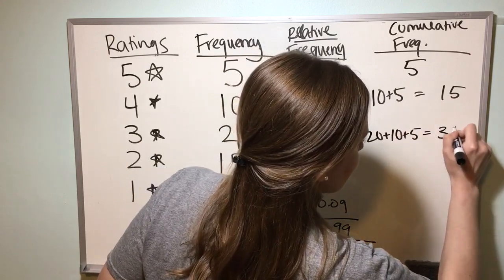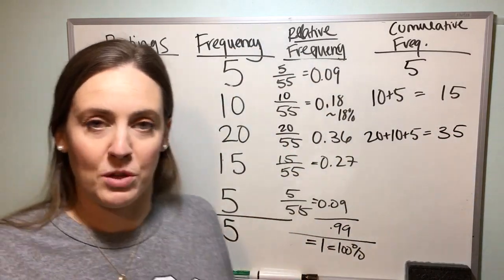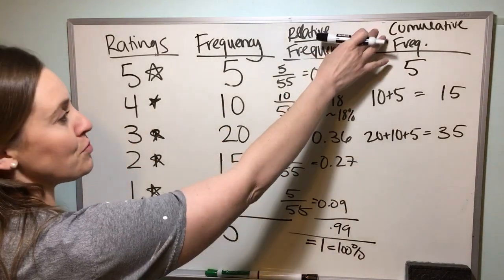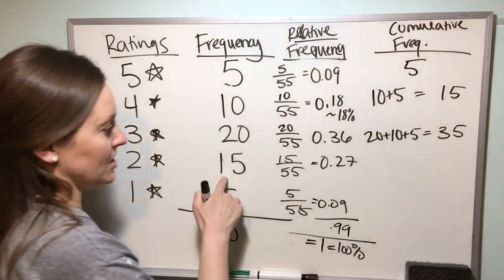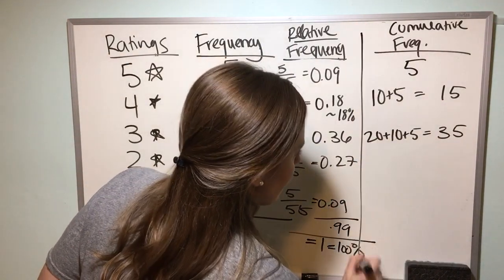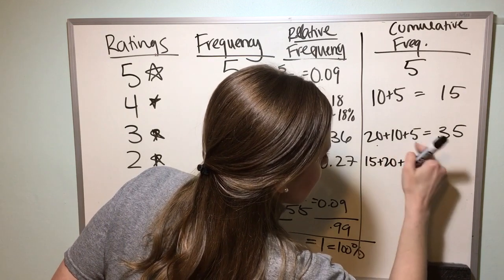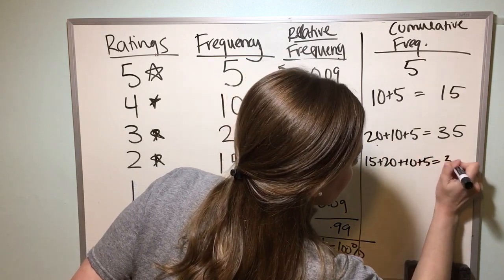Accumulate, right? Fancy weather word. Means how much precipitation did we get, how much added up over the period of 24 hours. Cumulative means we're just adding it all together. So the next one would be, here, let me draw a line. The next one would be 15 plus 20 plus 10 plus 5 equals 50.